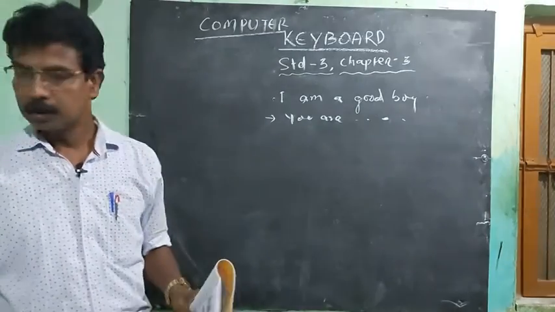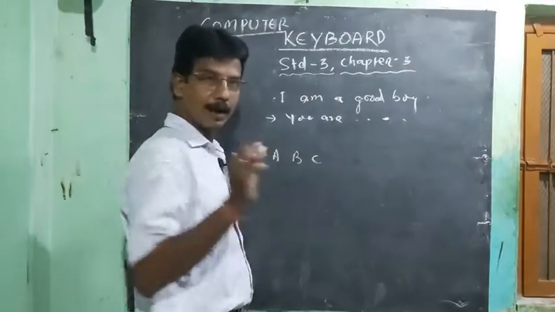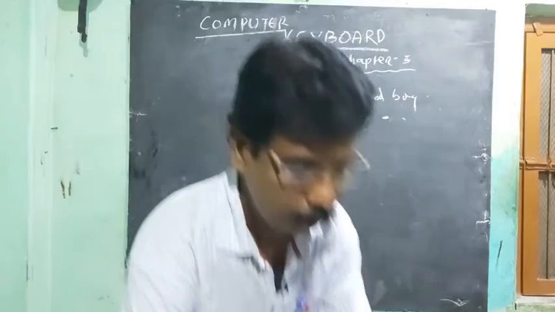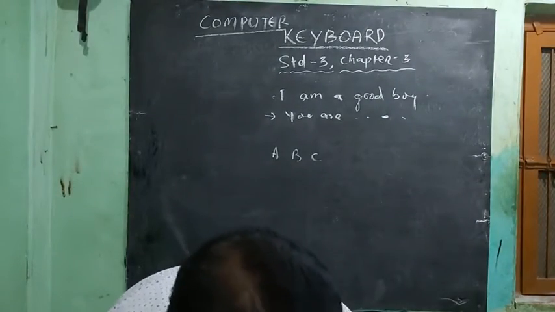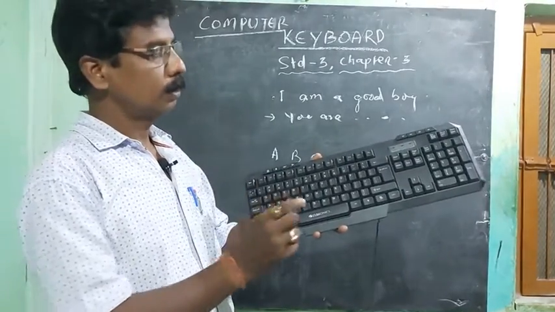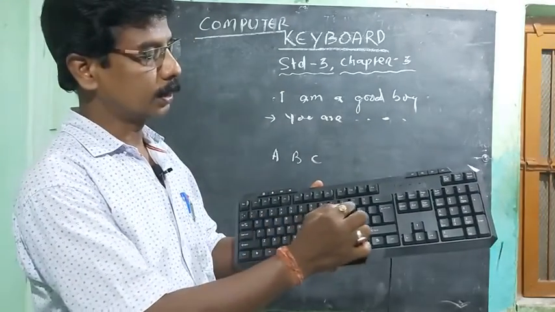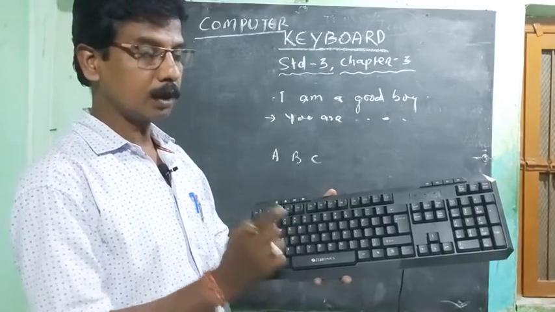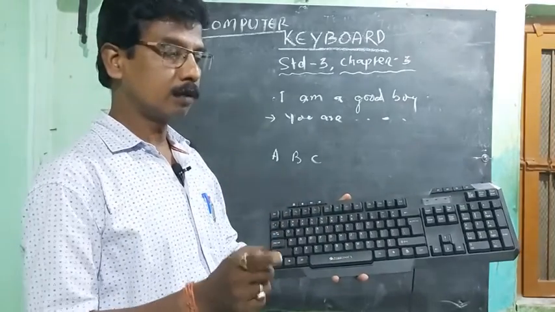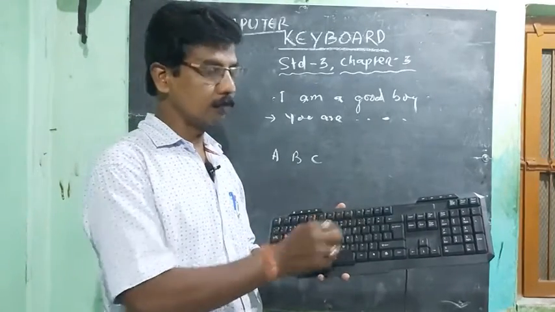Means you can write A, B, C like that, or your name. Then you use only the keyboard. So I will show you the keyboard. Look here, this is the keyboard. First of all, it has letters, alphabetical letters, A, Q, S, D. A keyboard consists of many types of keys, such as symbols, alphabets, and also caps lock. I will discuss this keyboard one by one.